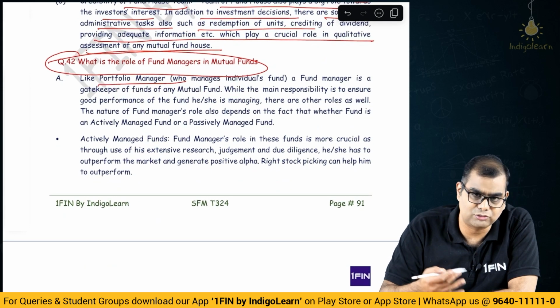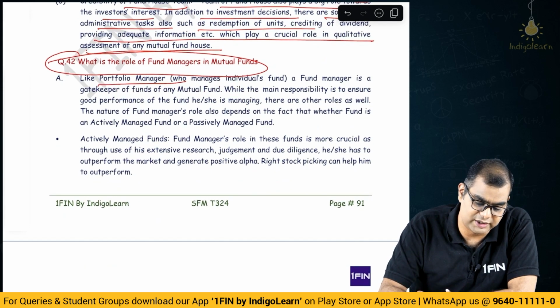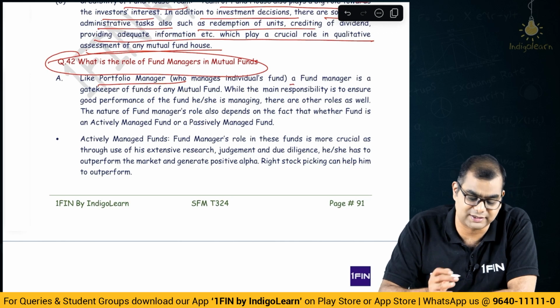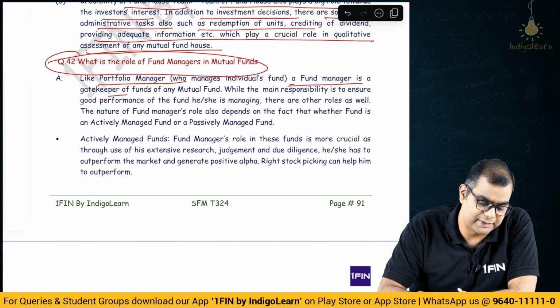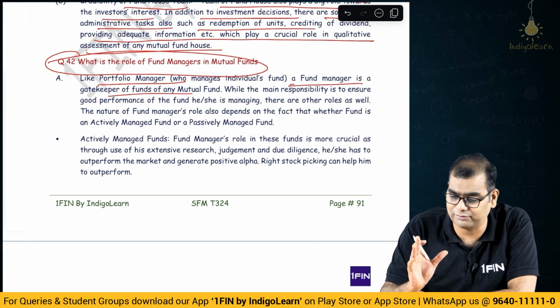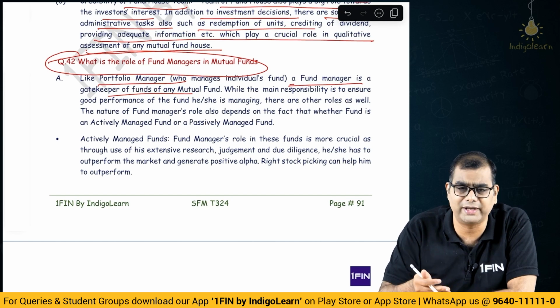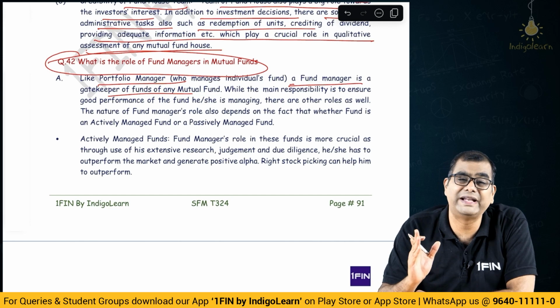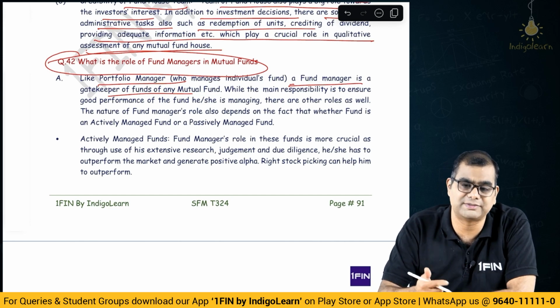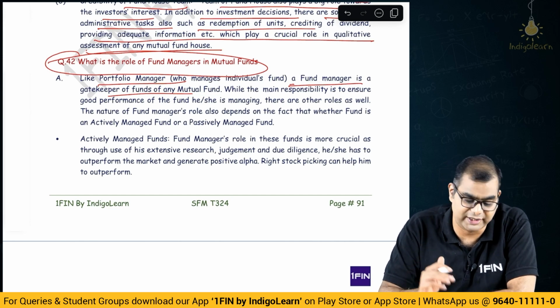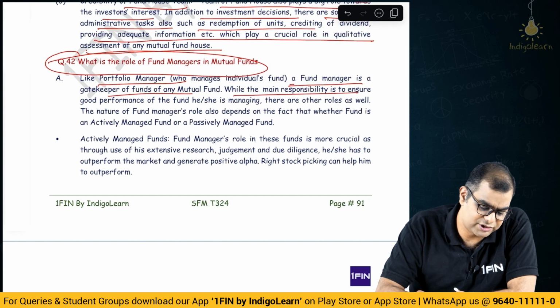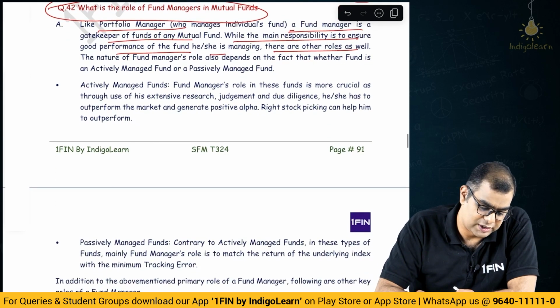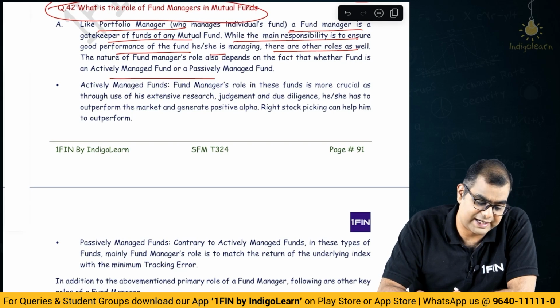A portfolio manager who manages an individual fund is very much like a portfolio manager, right? A fund manager is the gatekeeper of the funds of any mutual fund. So they are responsible for huge amounts of money. Today, mutual funds manage some 40-50 lakh crores. 40 or 50 lakh crores of all our investor money is managed by mutual funds. So we have to be very, very careful. While the main responsibility is to ensure good performance of the fund that he or she is managing, there are other roles as well. And these roles change based on active or passive funds.